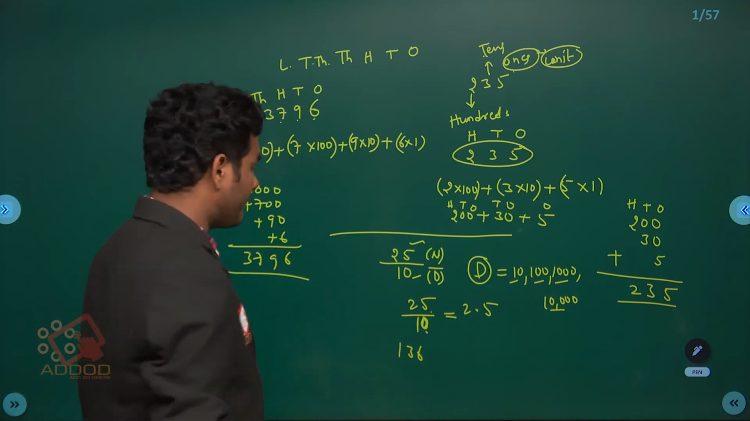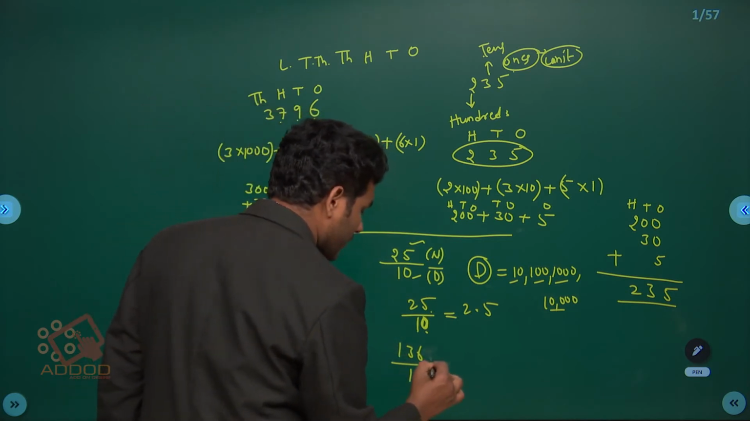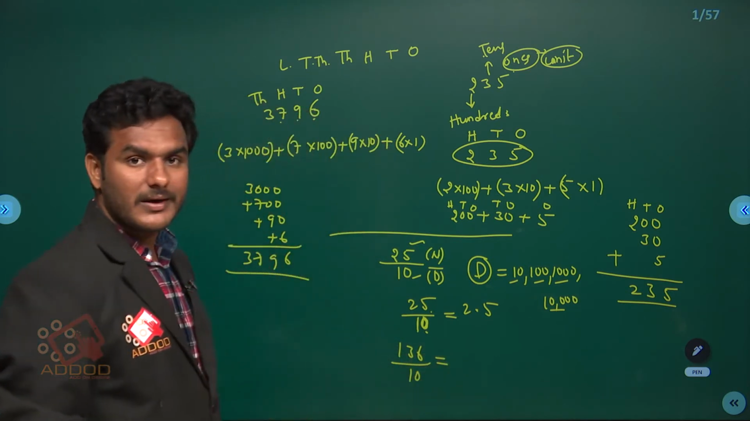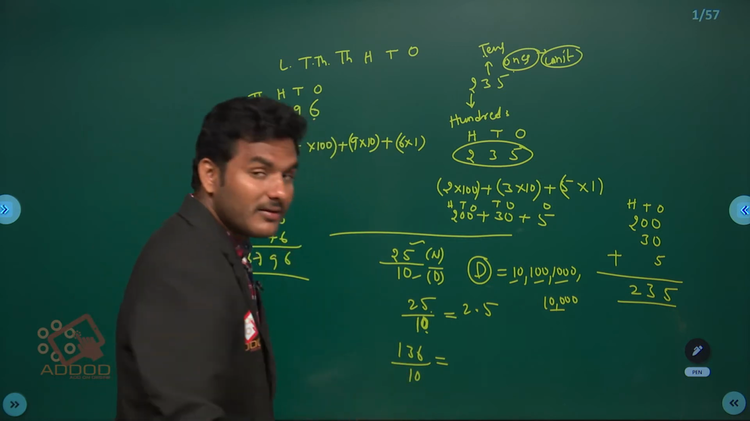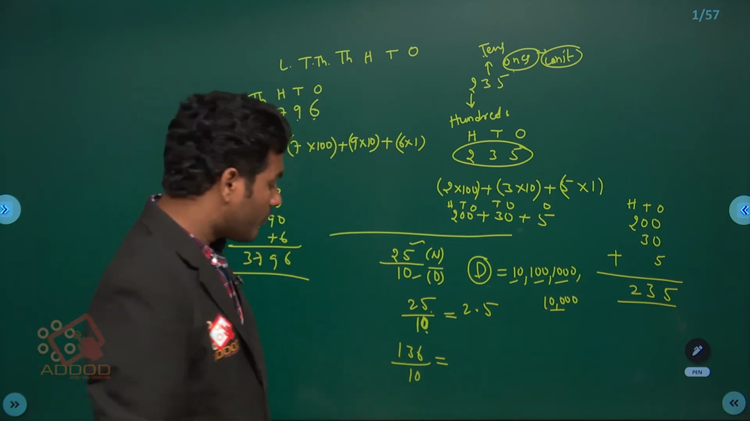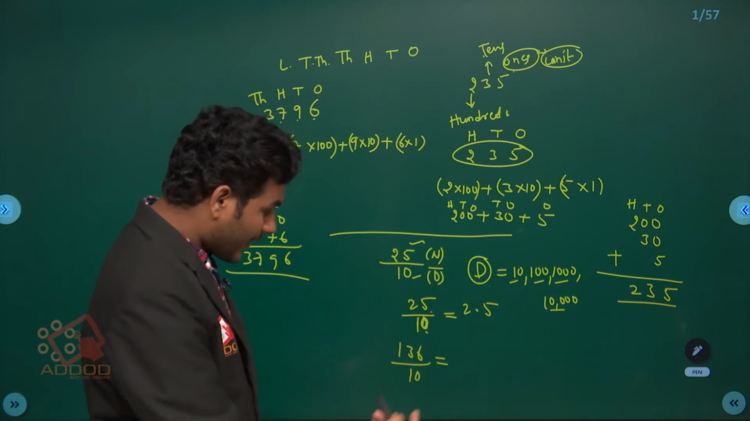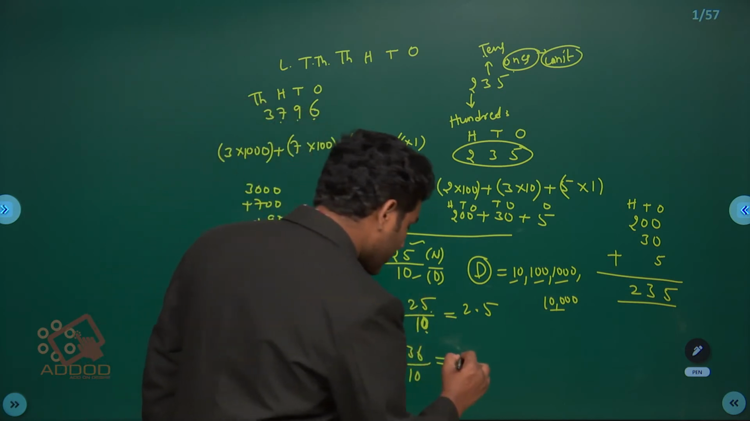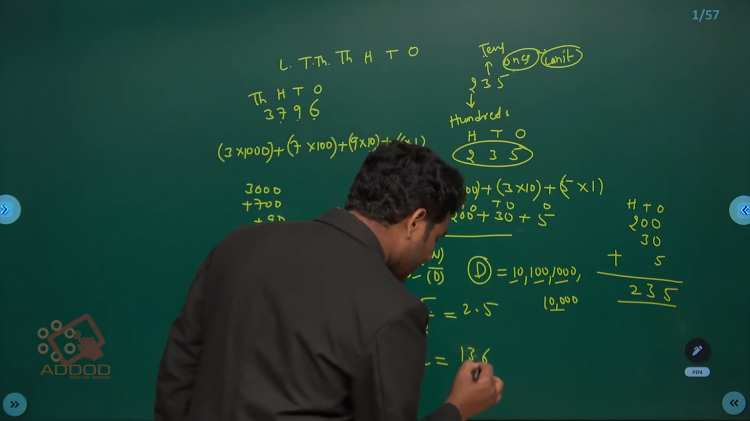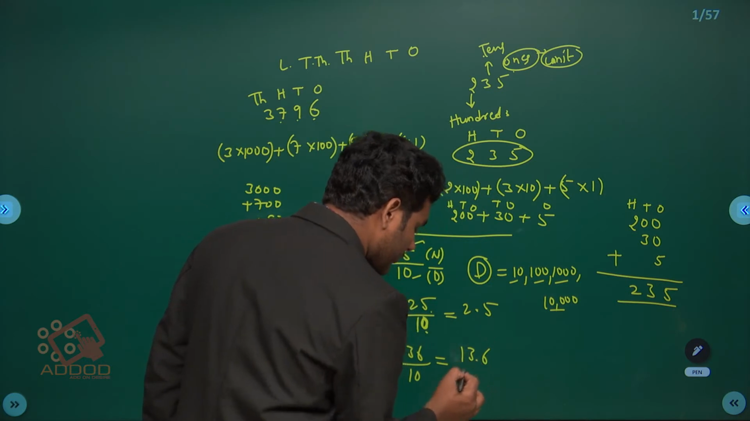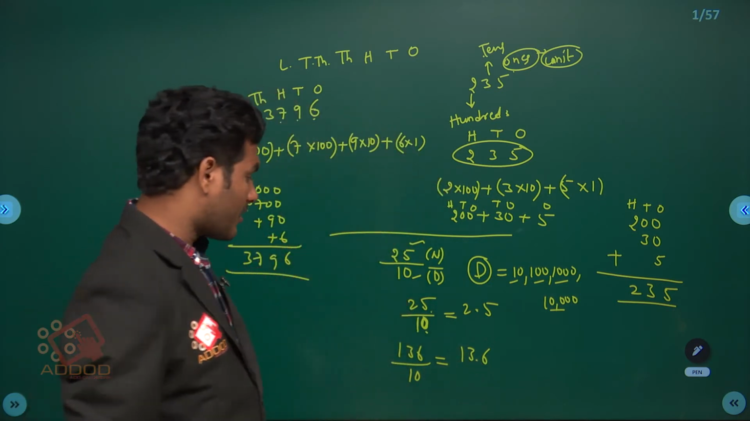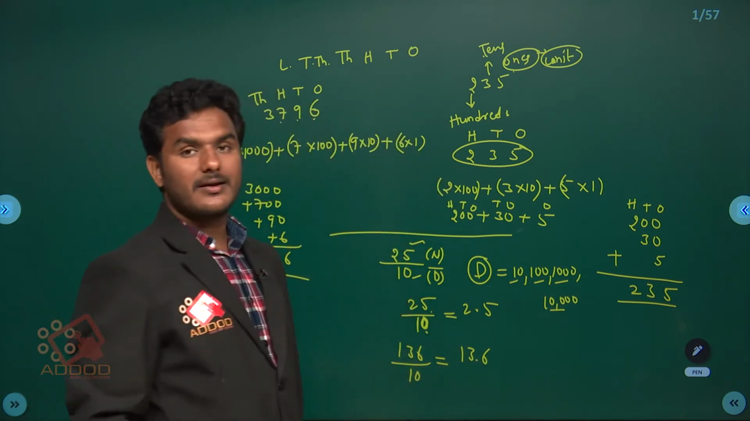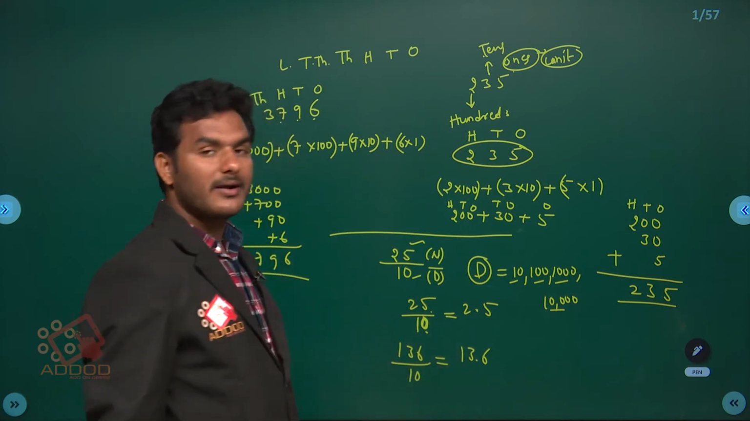For example, 136 is a number, so 136 by 10. Here, how many zeros are there in the denominator? Only one 0. So one digit before, we have to keep the point. Here 136, so before one digit if you keep the point, 13.6 is the answer. So 136 by 10 is equal to 13.6.